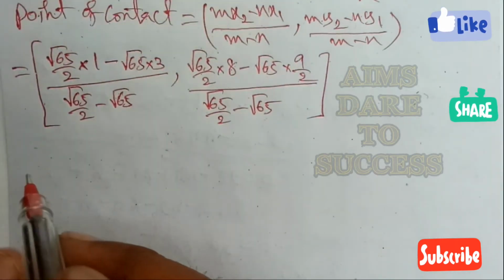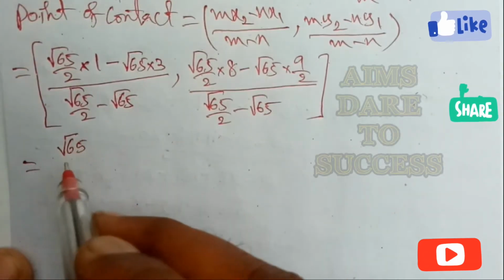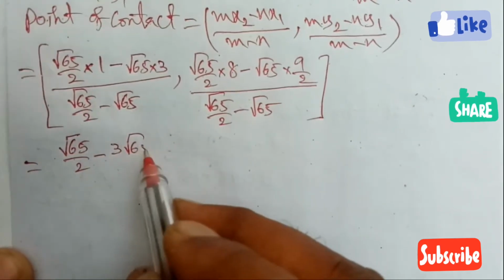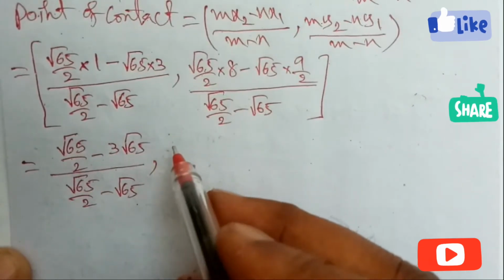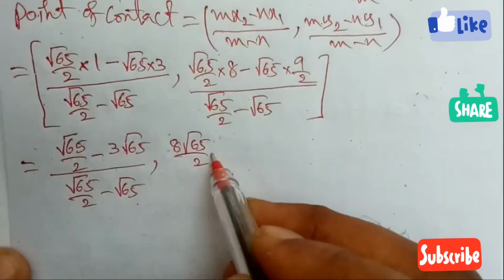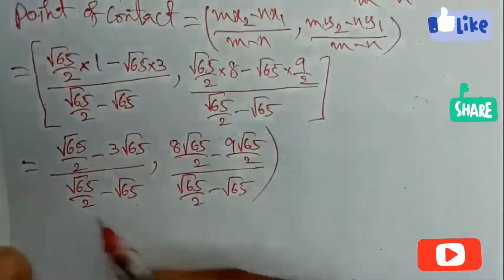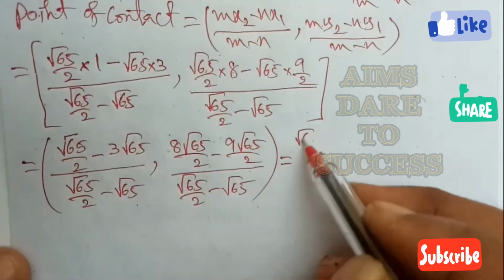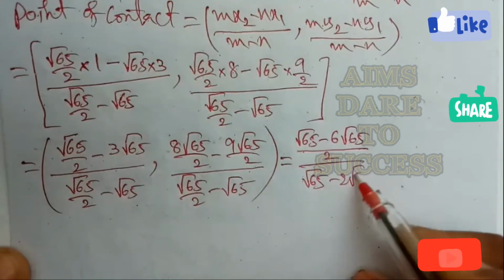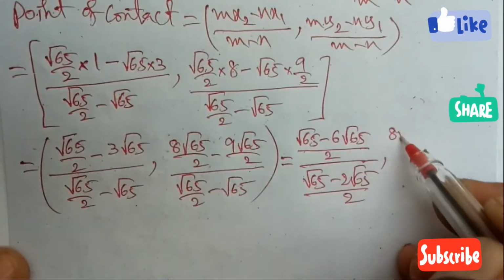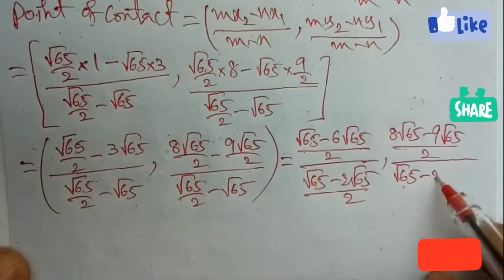After that, in the numerator and denominator, take the LCM. 2 is the LCM, so (root 65 minus 3 root 65 times 2)/2 over (root 65 minus 2 root 65)/2. Comma, here also taking 2 as LCM, (8 root 65 minus 9 root 65)/2 over (root 65 minus 2 root 65)/2.